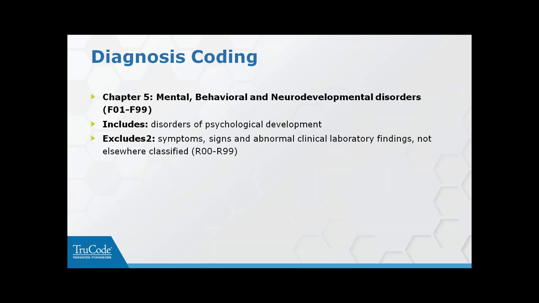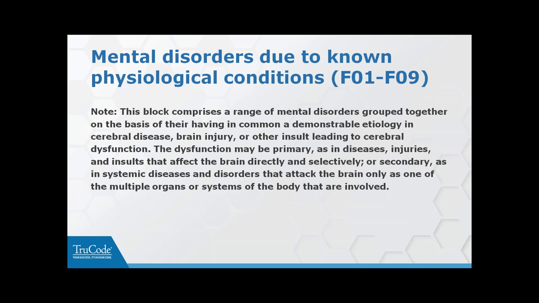So we're going to start off with ICD-10-CM, and that's Chapter 5, the Mental, Behavioral, and Neurodevelopmental Disorders, and those range from F01 through F99. And remember that you want to be particularly aware of the Excludes 1 and Excludes 2 notes, and we'll look at those in just a little bit.